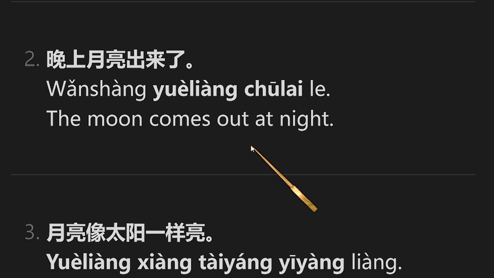Next one, the moon comes out at night. 晚上月亮出来了。晚上, at night, or after evening, or in the evening. 晚上月亮, moon. 出来了, 出来 is to come out. As you remember from our previous chapter, there is 出来, to come out. 晚上月亮出来了, the moon comes out at night.